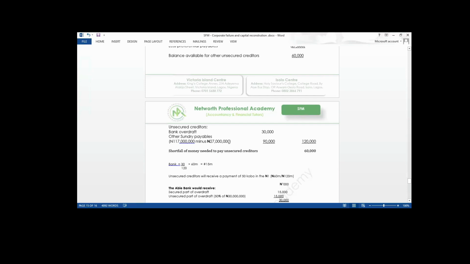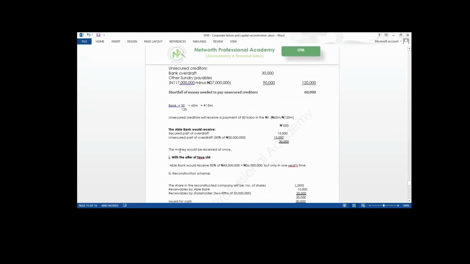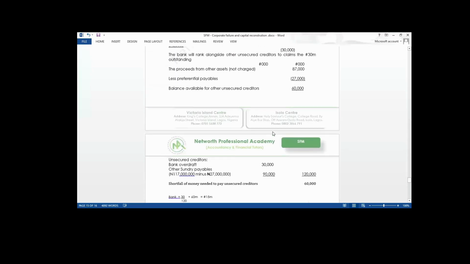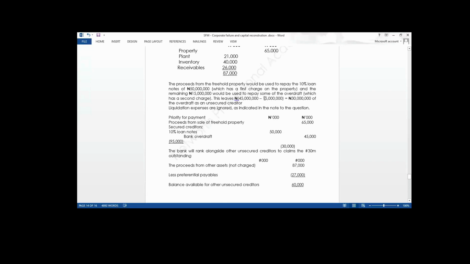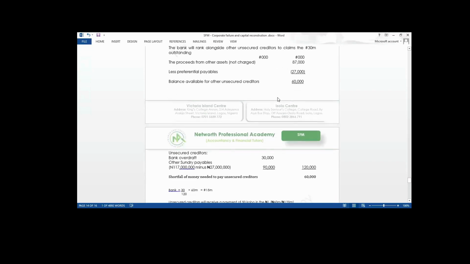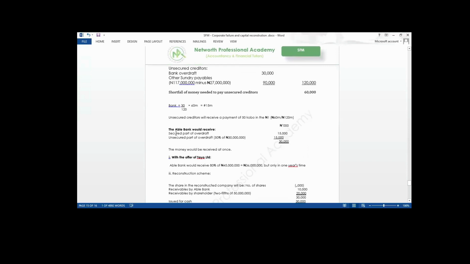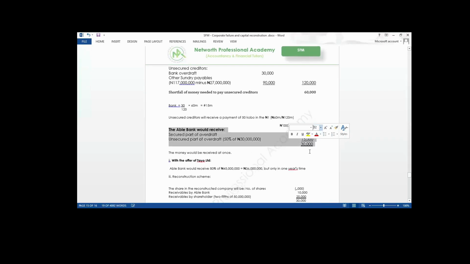Examiner says, what will Able Bank get if the company is liquidated? Remember, the bank has gotten 15 million before from here. Again, the bank will get 15 million from here. Able Bank will receive secured part of overdraft 15 million, unsecured part of overdraft 15 million. If this company is liquidated, Able Bank will get 30 million naira under proposal A.